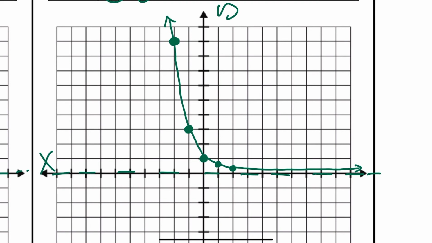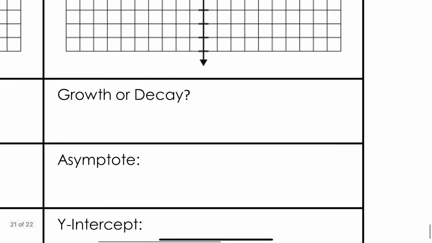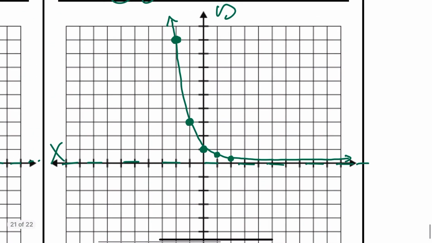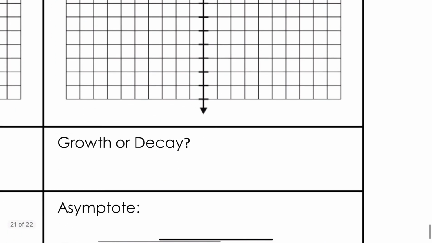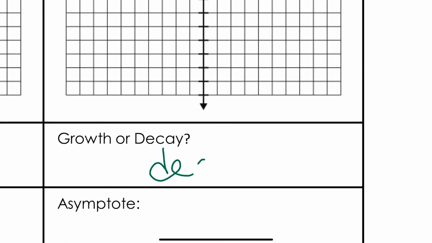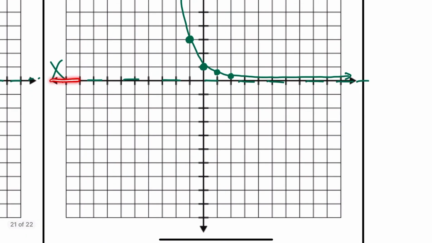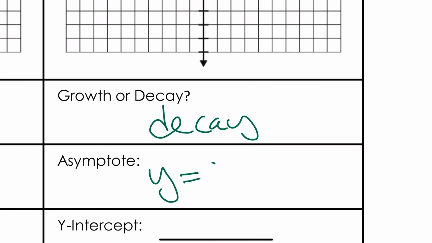All right, so let's fill out our characteristics. First one, is this growth or decay? Let's see, we started out really, really high, and then we went down really low. So from high to low, that's going to be decay. All right, our asymptote, we said that was right here, right at this line where 0 is. So asymptote is going to be y equals 0.